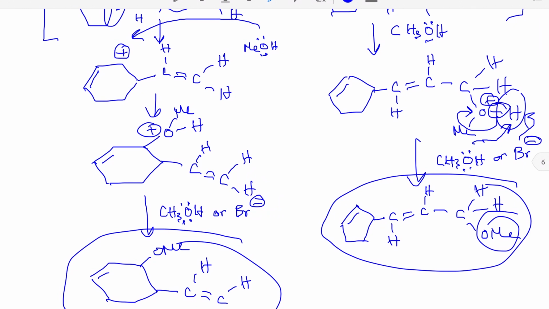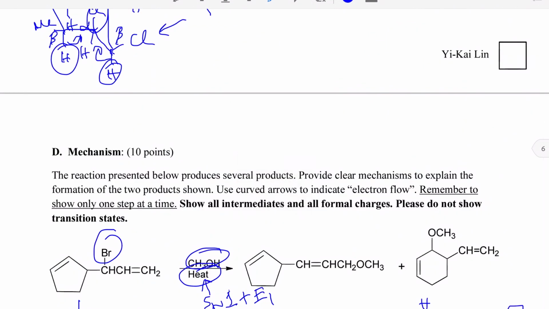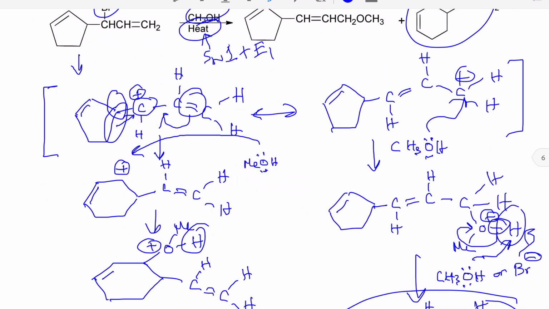But we're not done yet. Just as in the previous case, we want to try to remove a proton. So in order to do that, there will either be a methanol molecule or a bromine anion that can deprotonate that substituent, and this ultimately gets us to the other product that was asked of, right? So this is how we get to our 2 final answers.